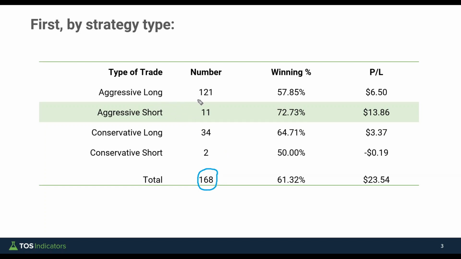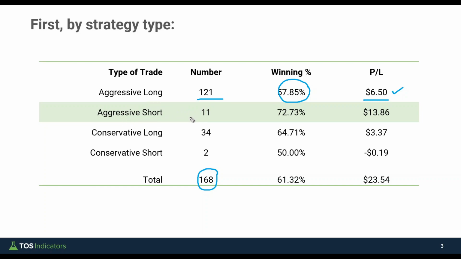and you'll see a good chunk of them were in our aggressive long entries. There we had 121 trade opportunities using just a raw model, so no edge signal confirmation, no overbought oversold confirmation, just looking to play the clouds, a 57.85% win rate with a net P&L of $6.50 using a one share basis. As long as this number is above 0, that's really what we're looking for. So $6.50 is a very easy check mark here, and especially over 121 trades. So that was the aggressive longs.